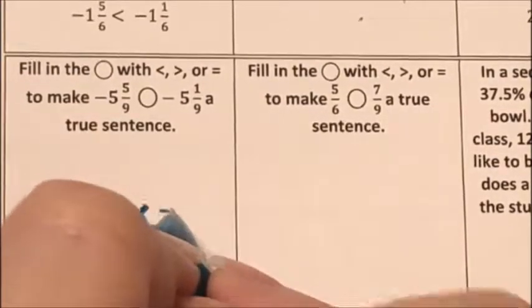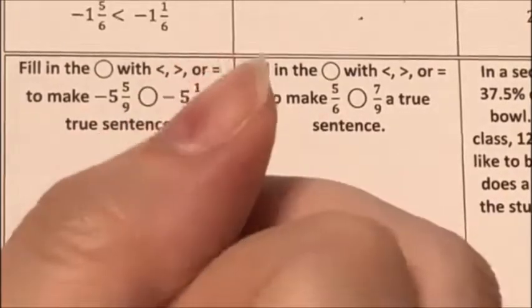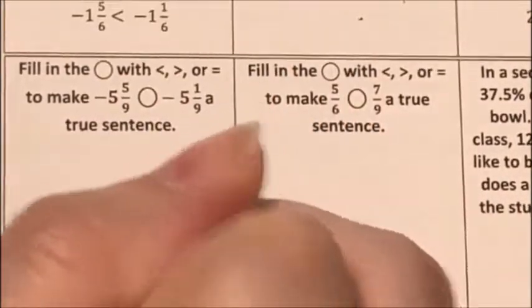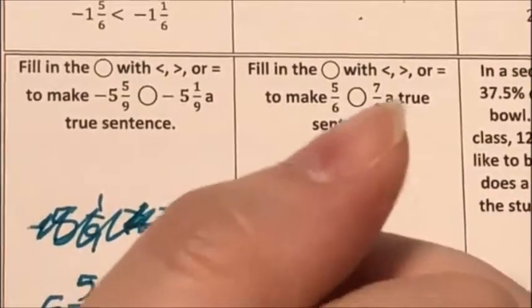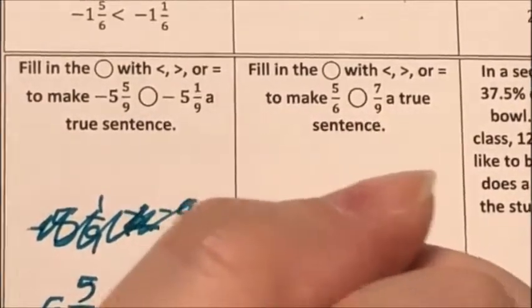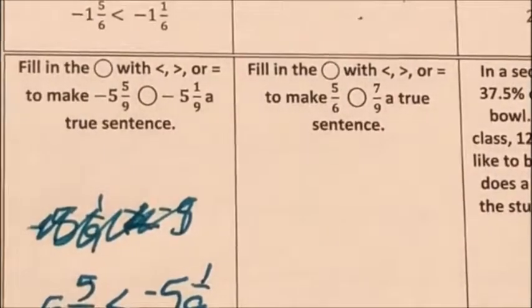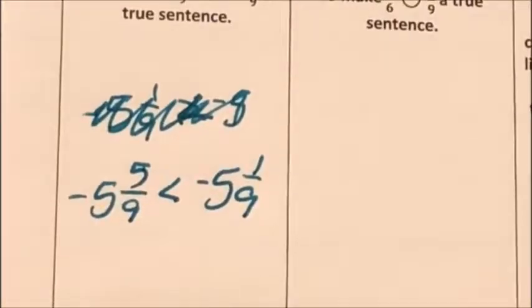than -5. Oops, sorry. -5 and 5/9 is less than -5 and 1/9. Okay.